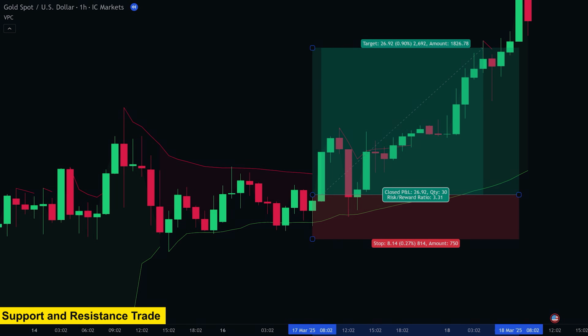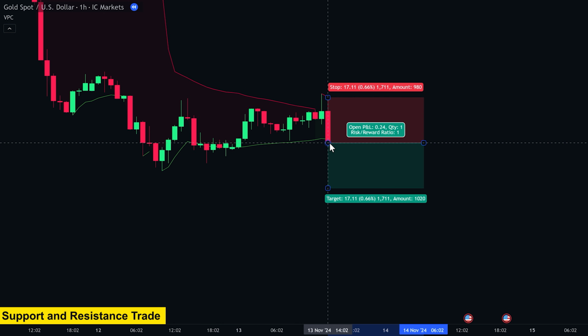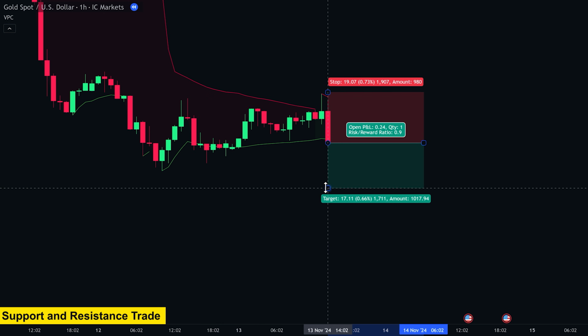For the sell trade, it's the opposite of the buy trade. When the VWAP channel is flat and tight, you watch for the price reaction at the red VWAP line. If price touches the red VWAP line and forms a rejection candle or bearish engulfing candle, you can consider entering a sell trade. Place your stop loss just above the upper VWAP line.